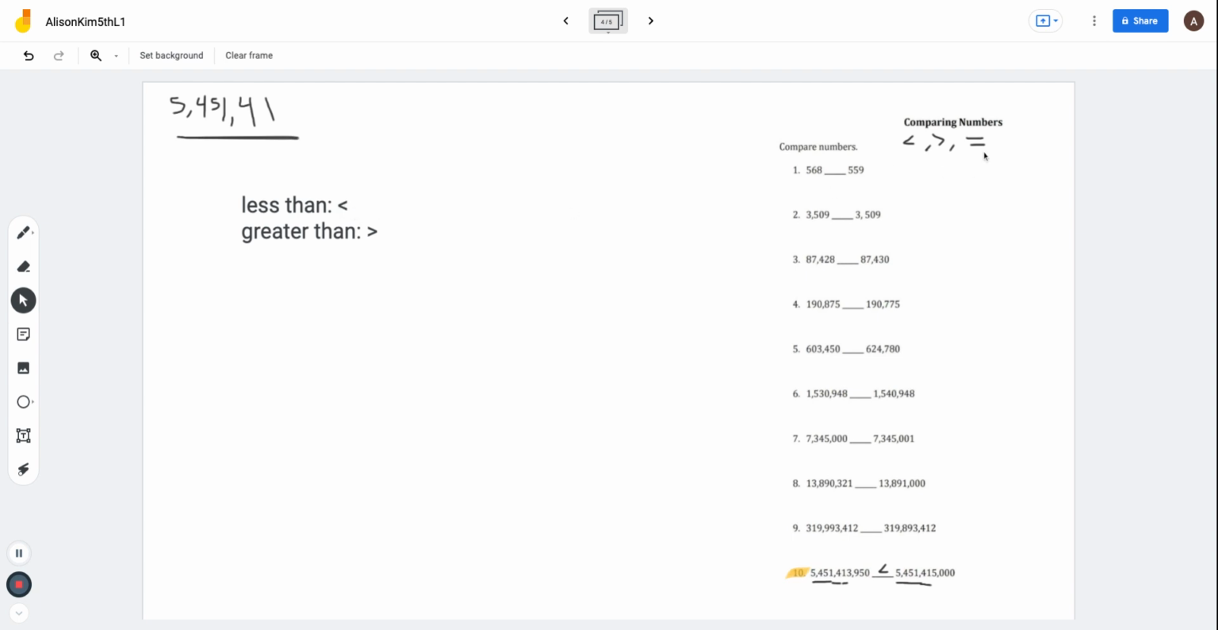As for the equal sign, it is very obvious. You put it when the numbers are the exact same. So just remember that less than is this symbol and greater than is this symbol, and that it will always eat, because it looks like a mouth, right? It will always eat the greater or the largest number. Okay?